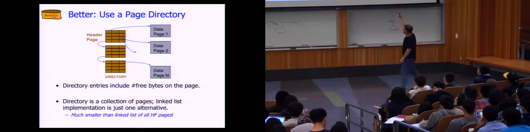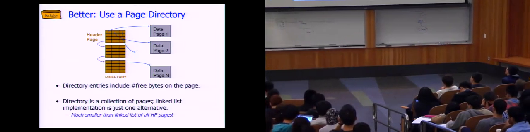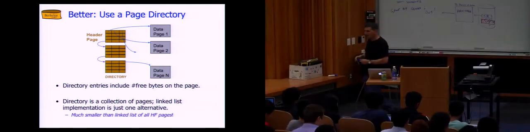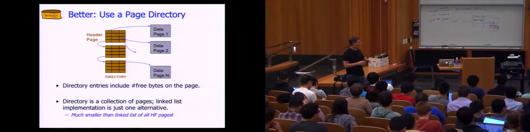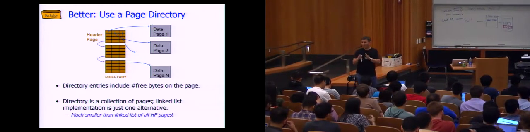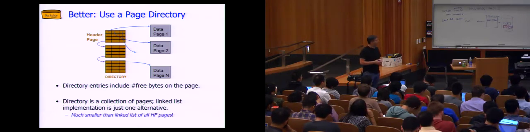Okay, so that's one simpler scheme you could do that would be much more efficient than the one we just saw. And I think if you want to do more than this, you start building hierarchies of stuff. You might build a directory of directories and organize the pages into collections of things that have more or less free space. But it's usually too much trouble.